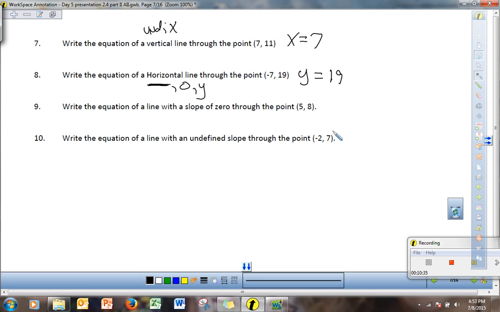Number 9, write the equation with the slope of 0. So in your head, I need you to see this line, horizontal, which cuts through the y-axis. This equation is y equal the y-coordinate, which is 8. Number 10, write the equation of a line with an undefined slope. Undefined, remember it's vertical. Vertical cuts the x. This equation, x equal -2. And then we got it.